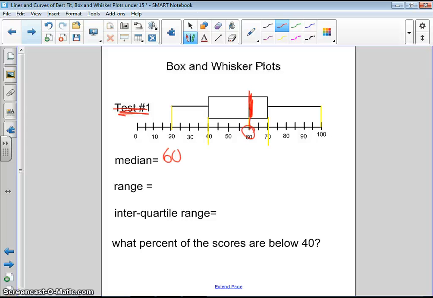We could ask about the range. The range is going to be the difference between the highest score, looks like somebody got 100, and the lowest score, 20. So 100 minus 20 is going to give us 80 for an overall range.